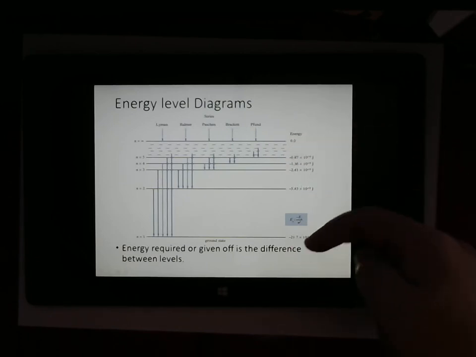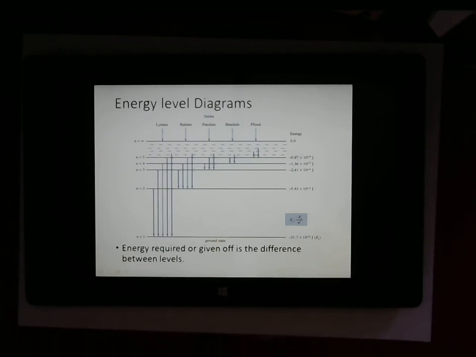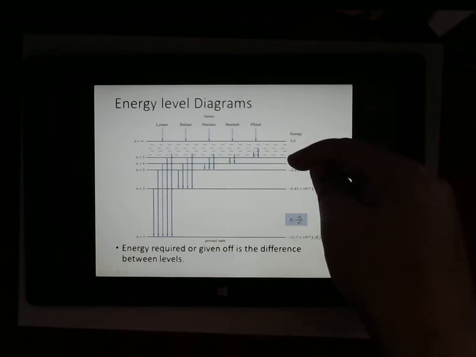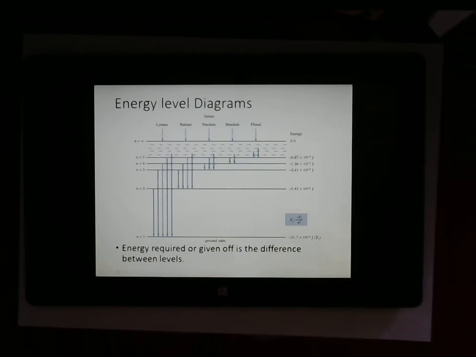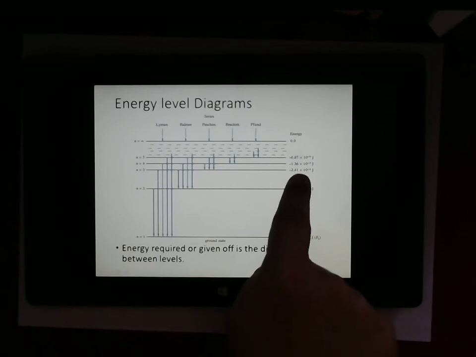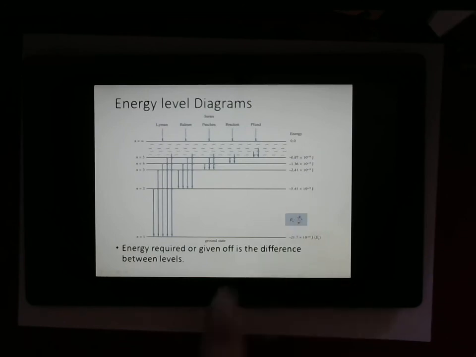21.7 take away 2.41. So what would that be? About 19.3, 19.29 times 10 to the negative 19 joules. So what we're going to do is take the difference. Doesn't matter how this is presented. If you're working out the change between levels, take the difference. And if you think about it, if I was going from 0 down to 1, I would read this as 21.7 take away 0, 21.7 times 10 to the negative 19 joules.